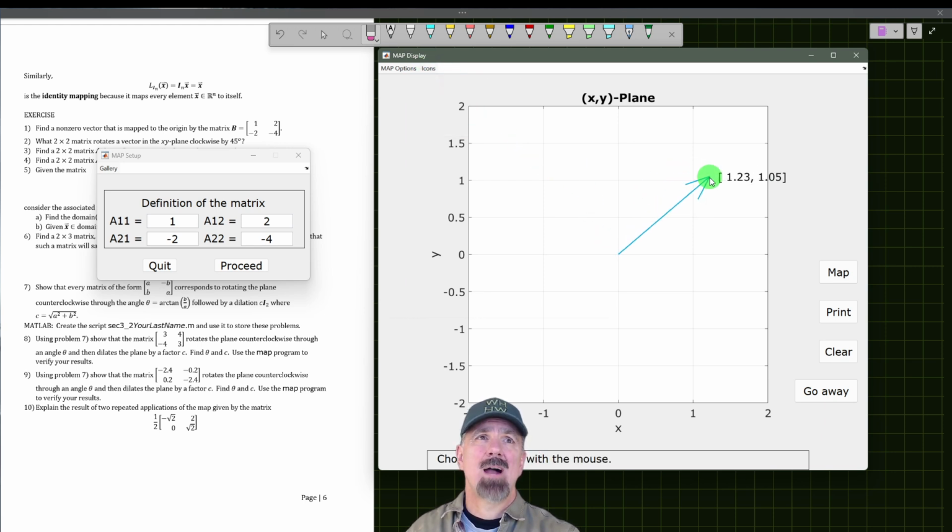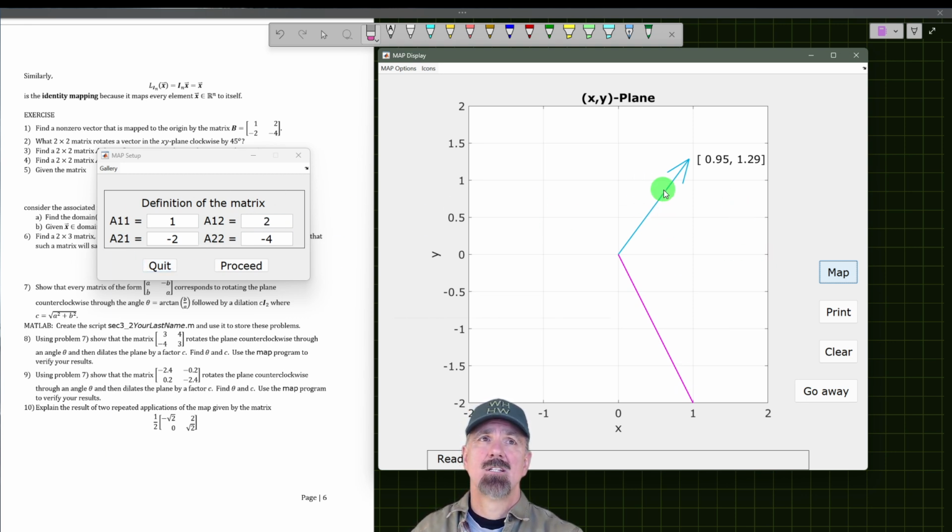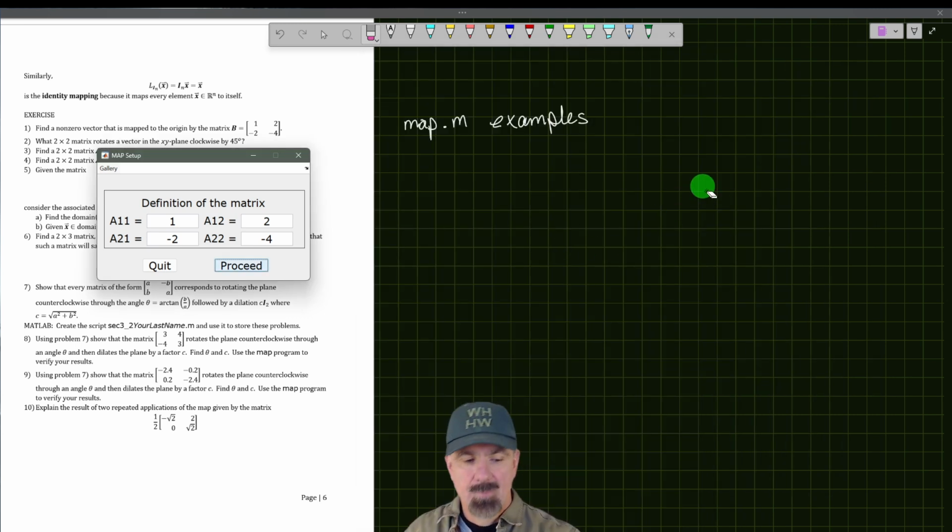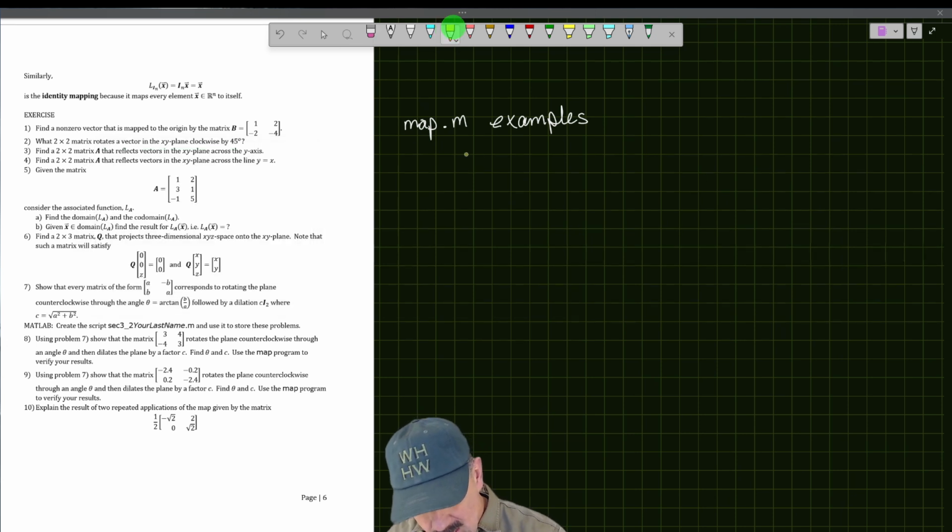For example, vector mouse allows me to just go and draw a vector, and then the map command is the application of the matrix to this vector. It is literally the vector that comes as the output of A times the input vector that's here in blue. Every time we hit the map command, it takes the previous output and uses it as the input. This is recursion. Let me just be clear about this.